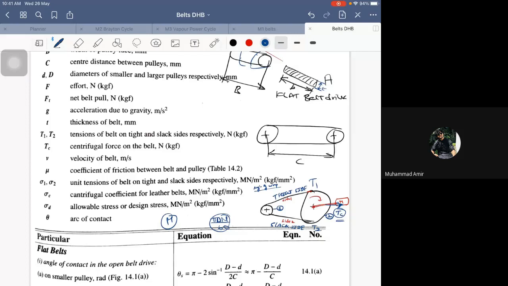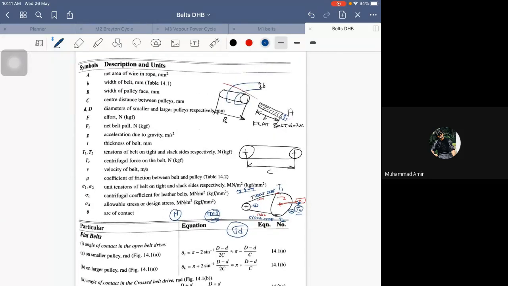Sigma D is the allowable stress for the belt material. Sigma C is the centrifugal coefficient of leather belts. We'll come to know once the problems start and you begin to use it. If any other parameters are new to you, you will come to know while you start the problems. Okay, is that fine? Shall we start a problem?